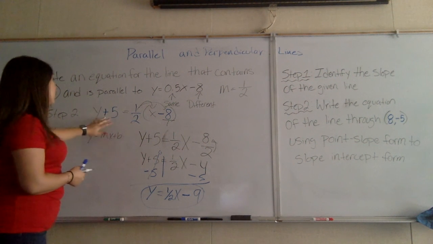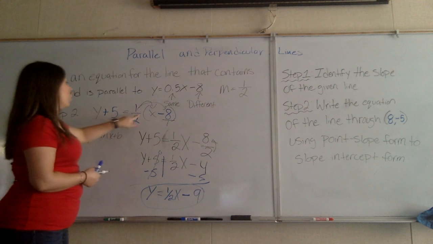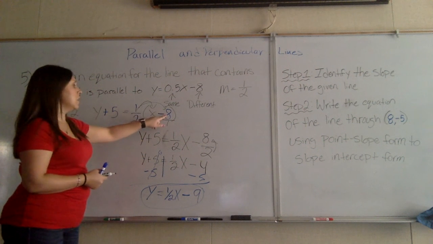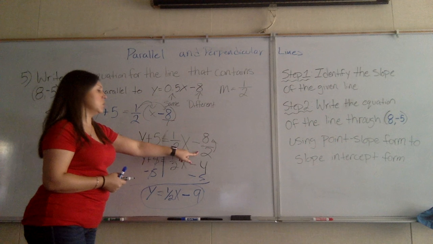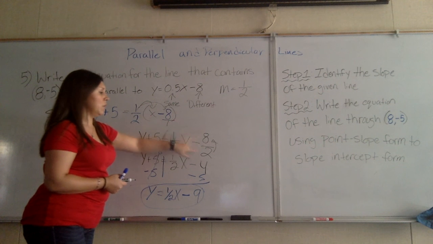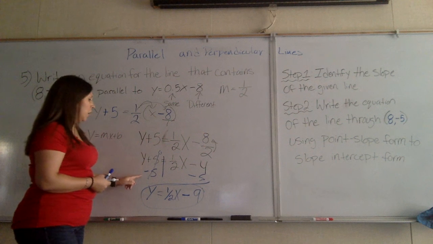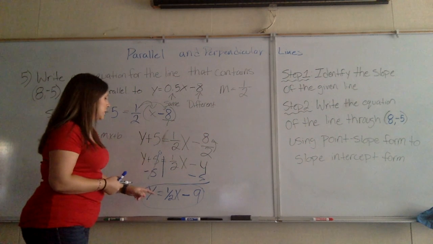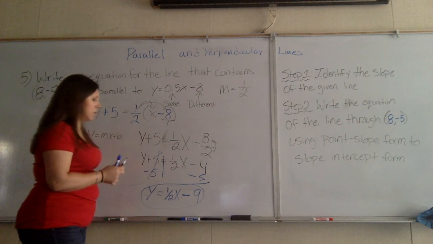We can distribute. Nothing happens to the left-hand side, so I'm just going to bring it down. 1/2 times x gives me 1/2 x. 1 times negative 8 gives me a negative 8. 2 times 1 gives me a 2. I can simplify that: 2 goes into 8 four times. I'm going to do the opposite to be able to move it, so I subtract 5 from both sides, and I get y = 1/2 x - 9.